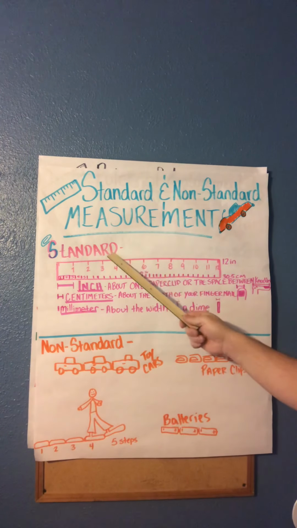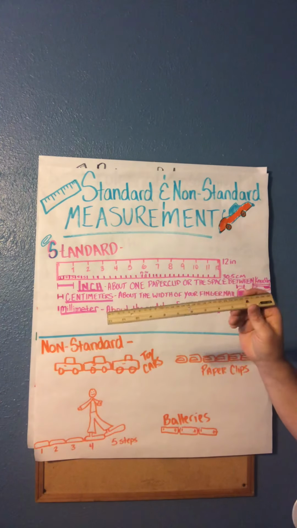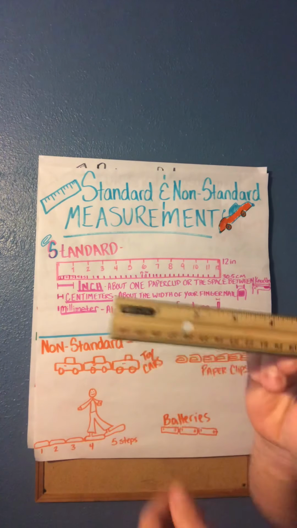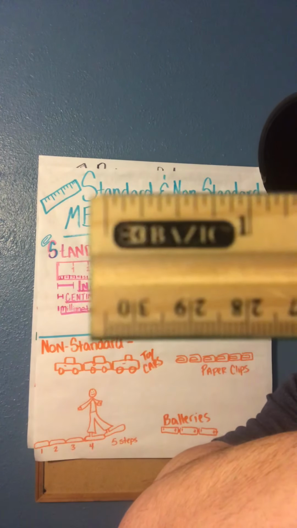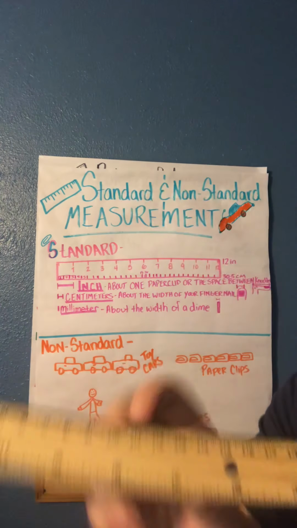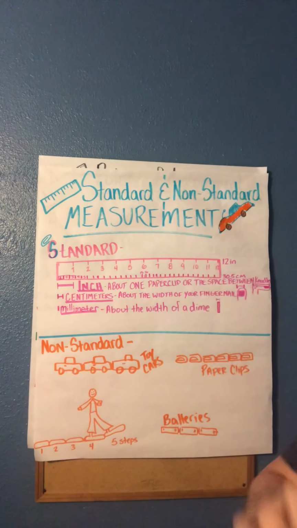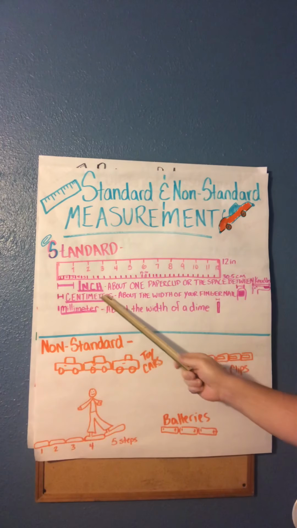But when we use standard measurement, we use tools like you would use in school or at work or something like that. So you've got a ruler, and a ruler is made up of, on one side you can see the ruler has inches there at the top, and on the other side it has centimeters. So first we'll talk about an inch.